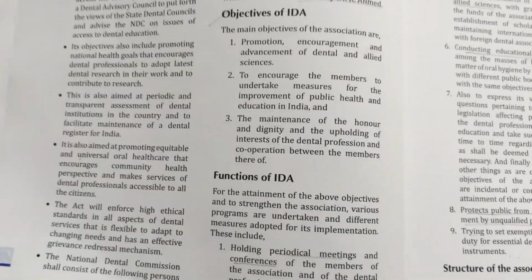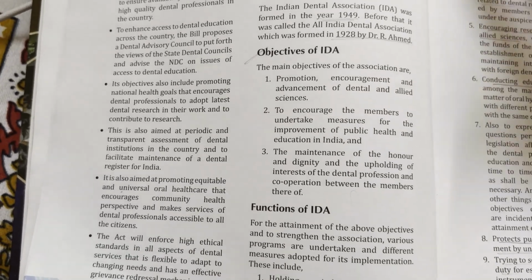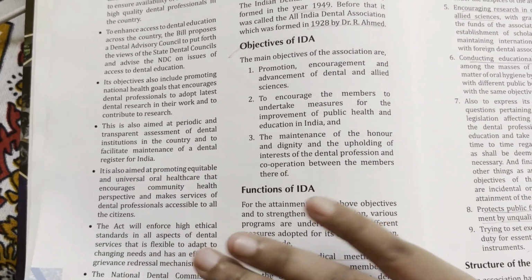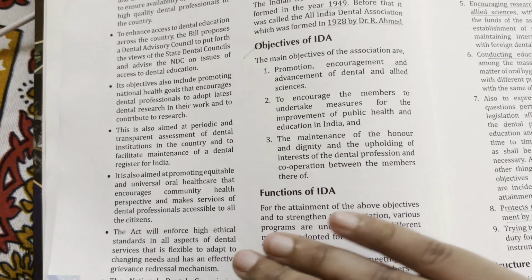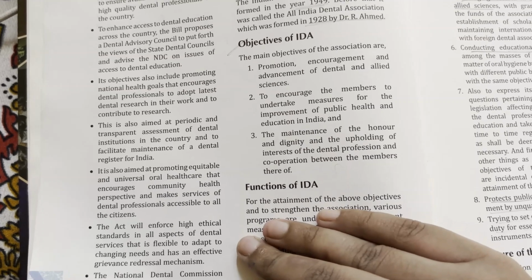This is the fifth objective, and the sixth objective is all about ethics as well as patient protection. There are strong rules for ethics and a complaint system. If something goes wrong, the patient can file a complaint immediately.